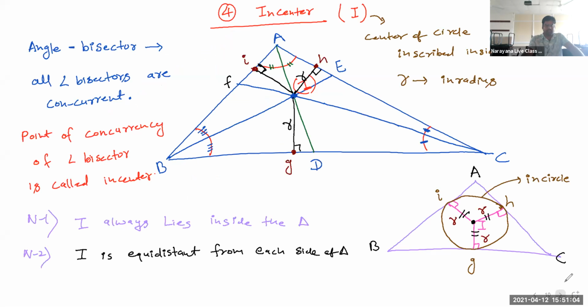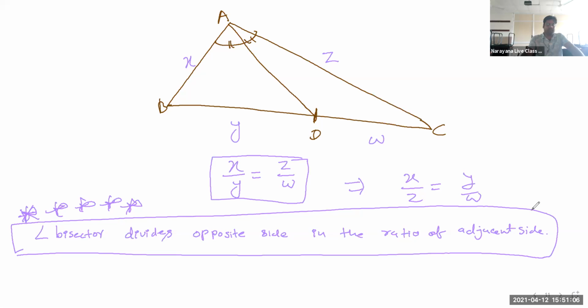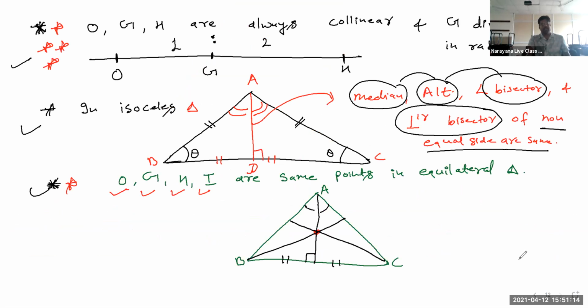It was a very important point that the angle bisector divides the opposite side in the ratio of the adjacent sides. And these 3 points are also important, that O, G, H are always collinear, and G divides OH in the ratio 1:2. And in an isosceles triangle, median, altitude, angle bisector, and perpendicular bisector of the non-equal side are the same, and O, G, H, I are the same point in an equilateral triangle.